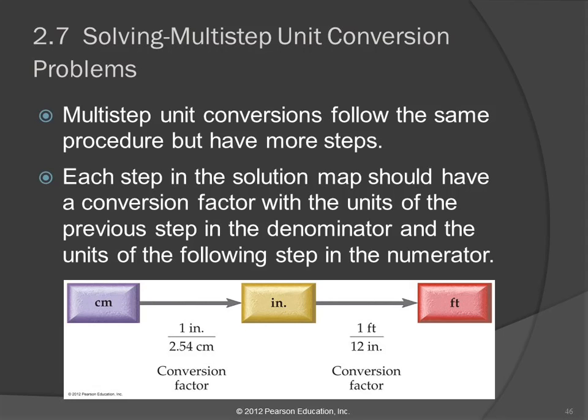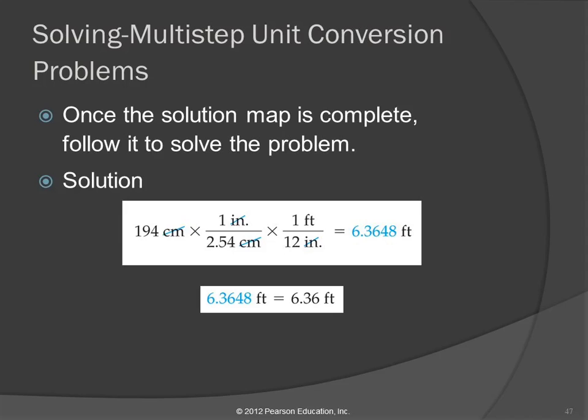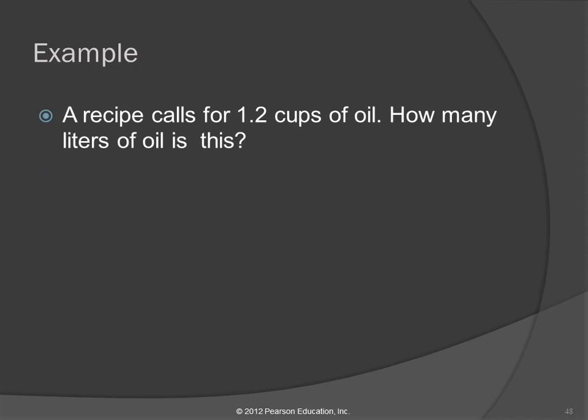Okay, so there's no problem given. Where's the problem? Well, okay. Let's do this one. Recipe calls for 1.2 cups of oil. How many liters? Well, what are we given? It's always a good place to start. We're given 1.2 cups. And what does it ask for? Liters.